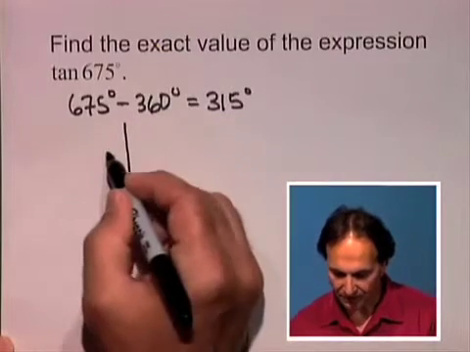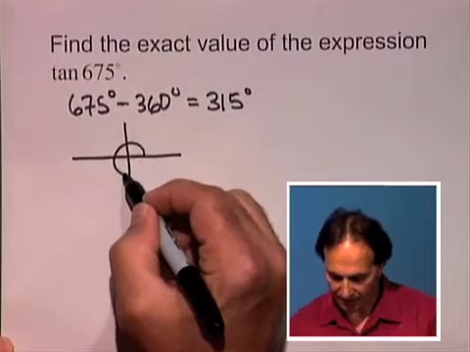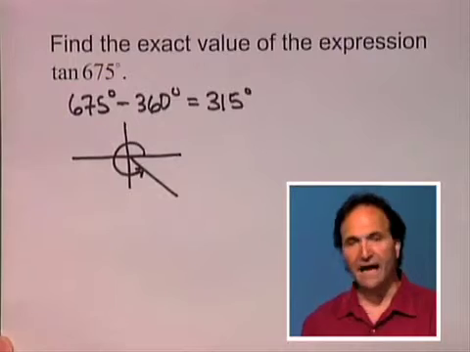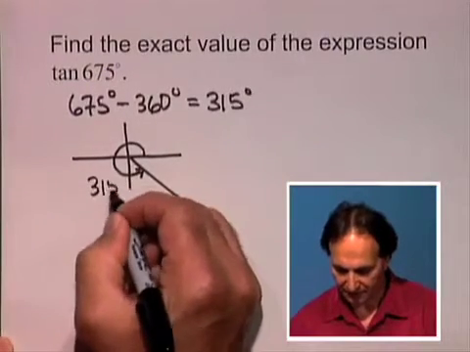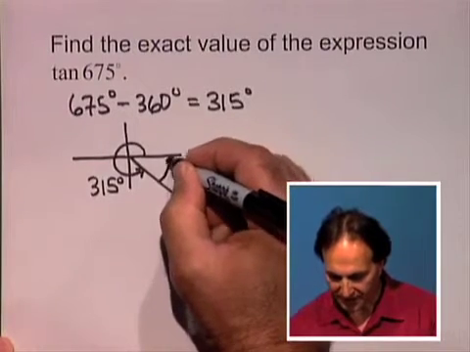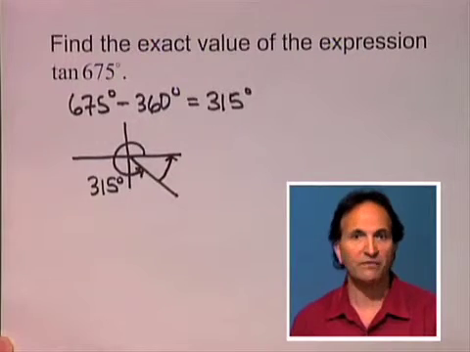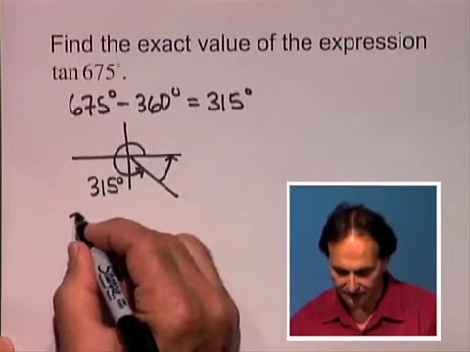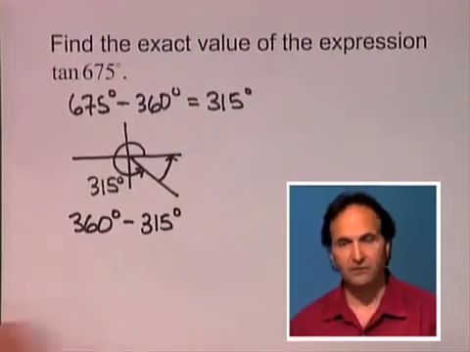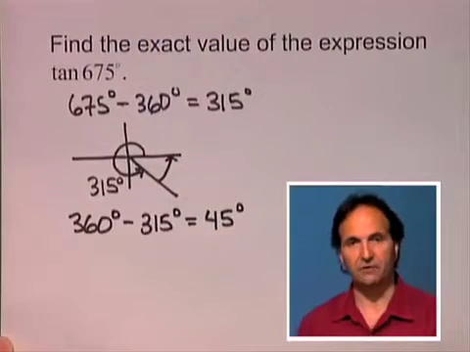To draw that angle in standard position, we begin here and come all the way around to the fourth quadrant, and that's our angle of 315 degrees. The reference angle would be this angle between the terminal side and the closest part of the x-axis. We find that by finding the difference of 360 degrees minus 315 degrees, giving us 45 degrees.